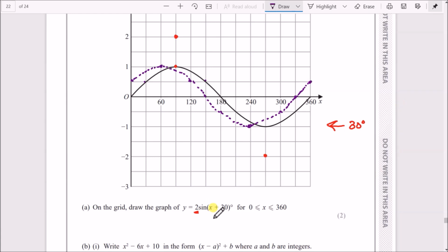Now this was the 30 degrees to the left bit. So if we're going to shoot this upwards, this means that the new peak would be here, and the new bottom peak would be here.